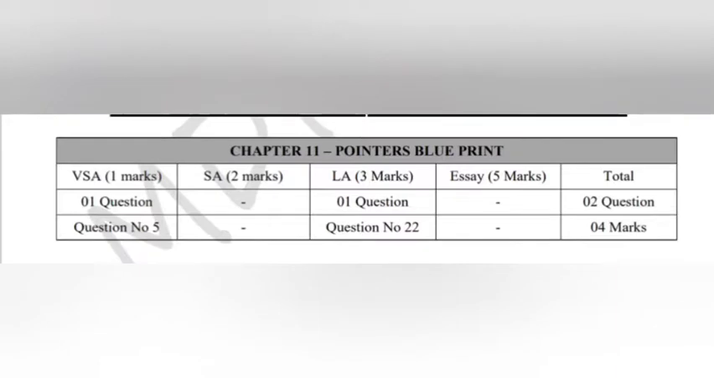This pointer chapter is for a total of 4 marks. How will the marks be distributed? You will get one 1-mark question from this chapter, that means question number 5 will be related to the pointer concept, and another question is from the 3-mark questions, that is question number 22. You are going to get pointer-related questions in question number 22. So in total you are getting 4 marks from this chapter: one 1-mark question and one 3-mark question.